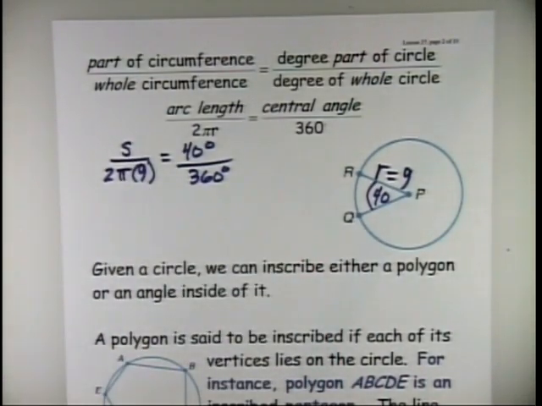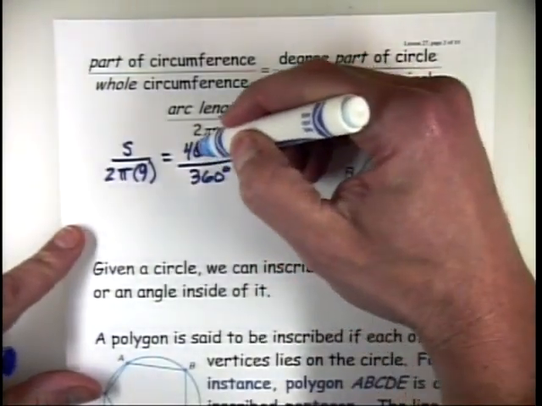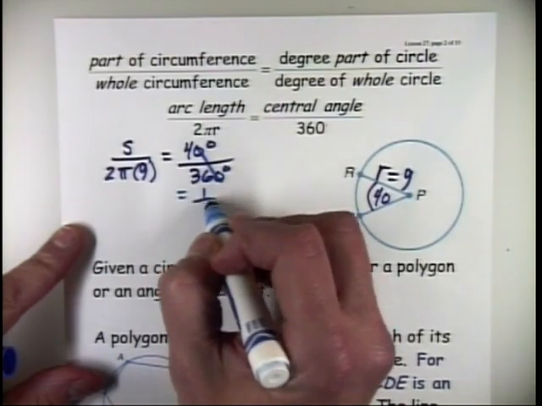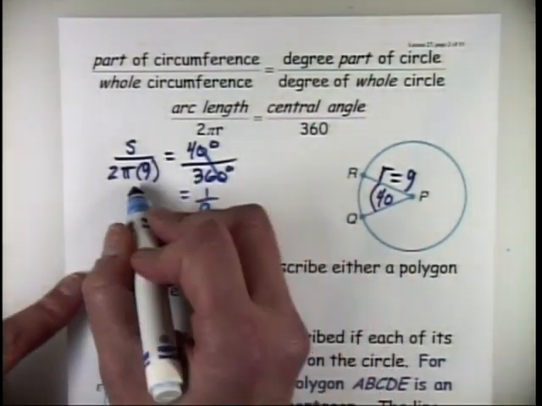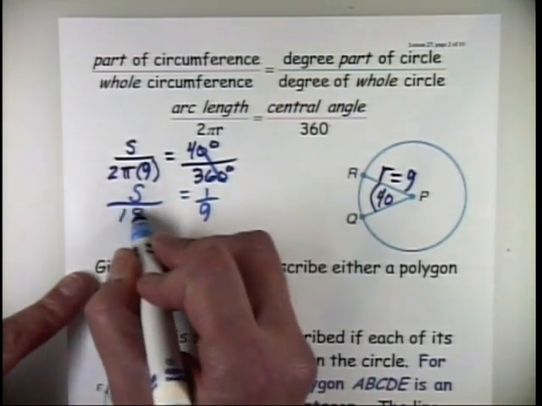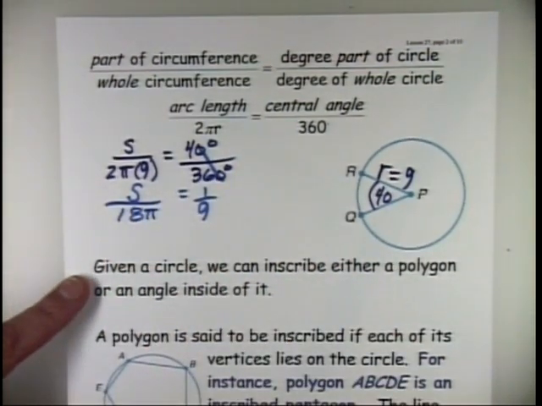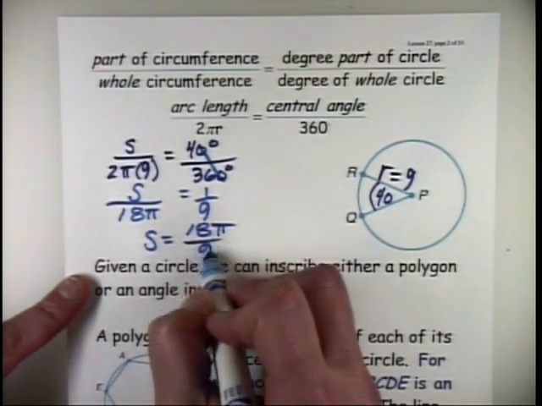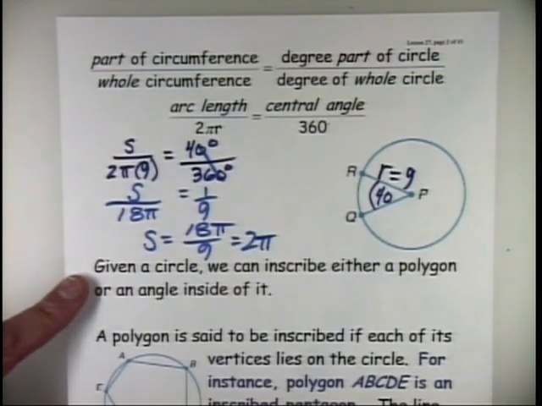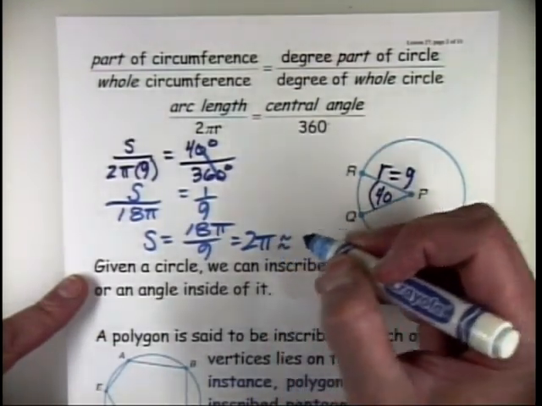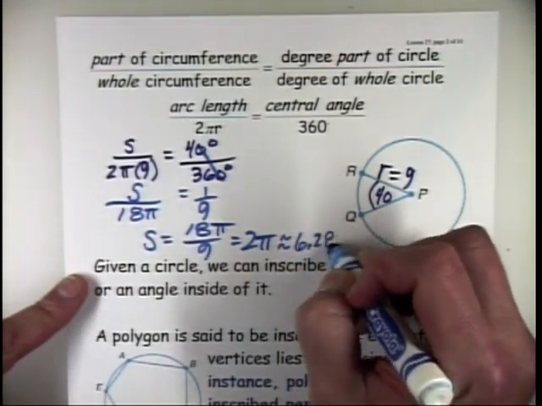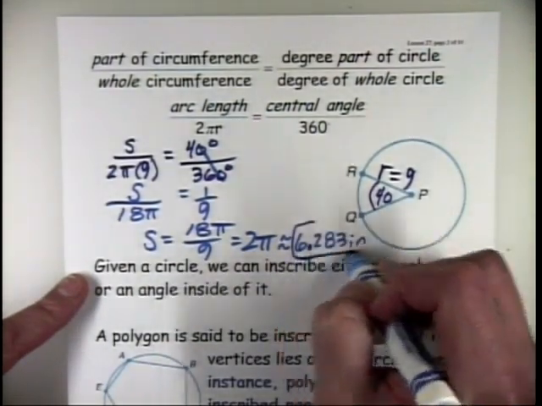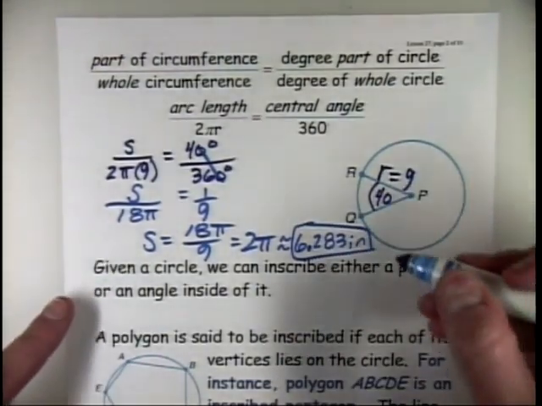I'm going to solve this equation by simplifying on this side. If you have trailing zeros, you can kind of divide them out. So I really have 4/36, which simplifies to 1/9. And over here I have S, my arc length, all over 18 pi. So if I multiply both sides by 18 pi, I get S equals 18 pi divided by 9, which is 2 pi. And 2 pi is approximately 6.283. And because I had inches in the original problem, I'll put inches here. So that would be the length, not the measure.